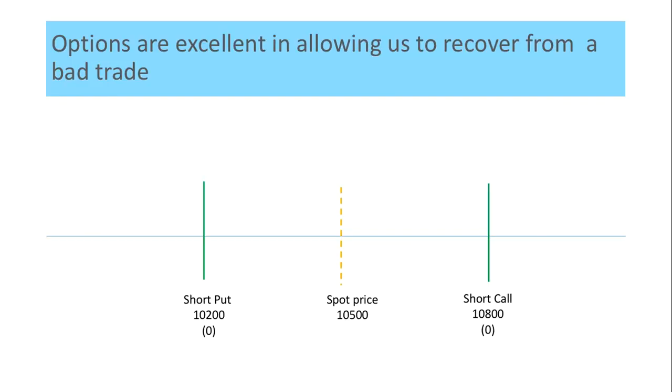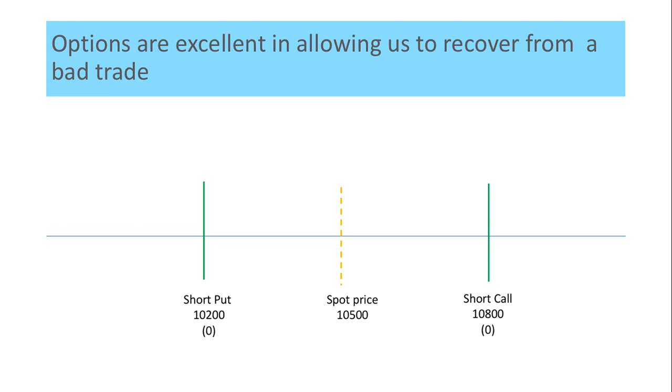And we set up a triangle here where we are selling a short call at a strike of 10,800 and a short put at a strike of 10,200. And the spot price, let's assume, is right in the middle at 10,500. Now these figures in the bracket here represent our running profit and loss. So right now we've just set up this trade, so our profit and loss is zero for this trade.